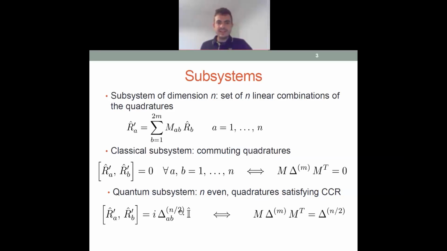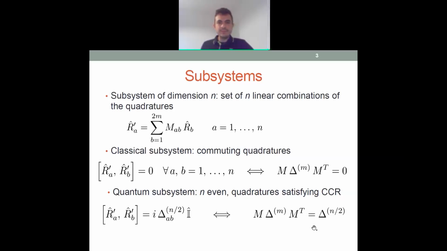And here I forgot to say that we call the dimension of the subsystem the number of quadratures it's made of. Here it's n. And of course, if the subsystem has to be fully quantum, n has to be even. So how can we express this in terms of the matrix M that defines the primed quadratures? This is expressed by this relation here. M times the full matrix delta for M modes of the original system times M transpose is equal to the new delta, that's the delta reduced to the size of the subsystem.